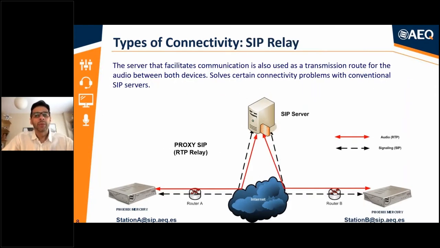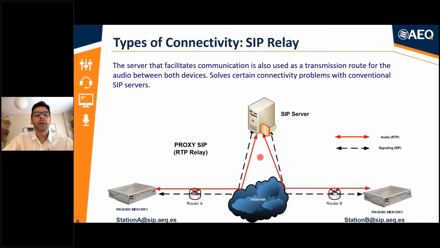Okay, in RTP relay, everything works just the same as before, but once the communication is established, the audio travels through the SIP server. The SIP server does RTP relay. So what is this for? This is used when certain problems arise in the internet, depending on the operator, depending on the routers used, etc.